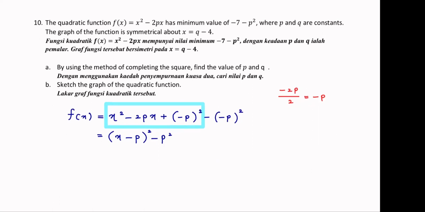Okay. So, sampai sini you faham kan? Okay, settle. So, now, apa yang dia beritahu kita dekat sini? Okay, ini adalah nilai minimum. So, ini adalah minimum value. So, ini adalah symmetry value. So, apa dia minta dekat sini? By using a complex square, find the value of p and q. Oh, you need to find the value of p and q.